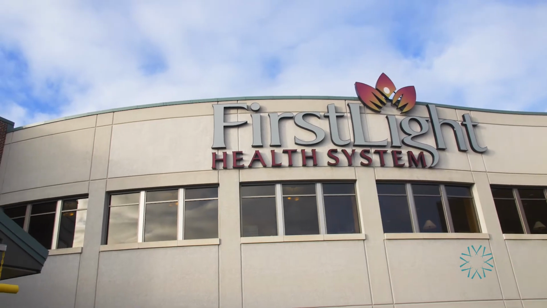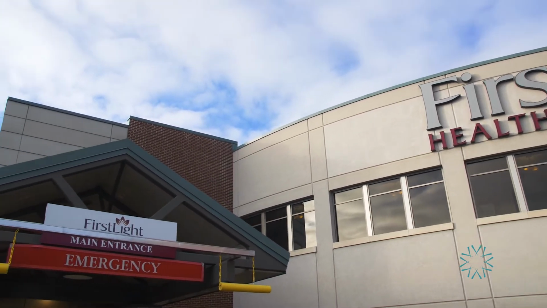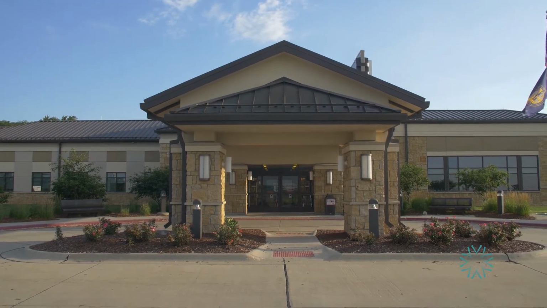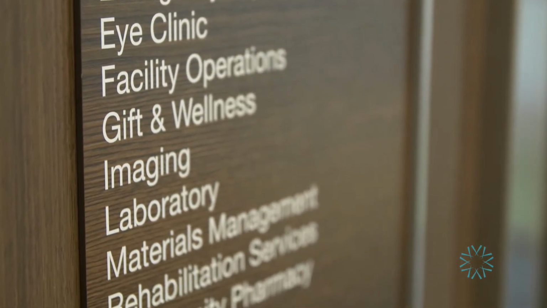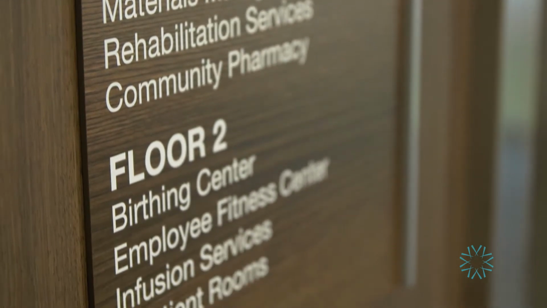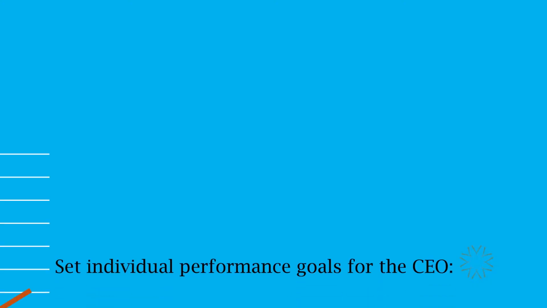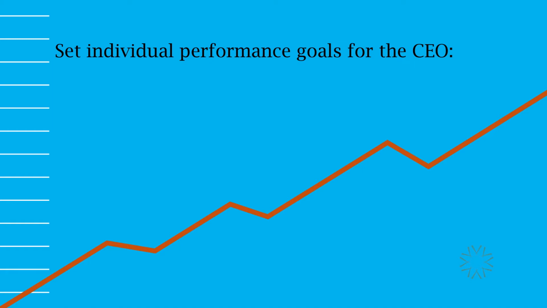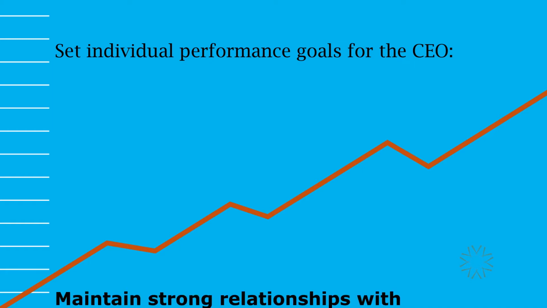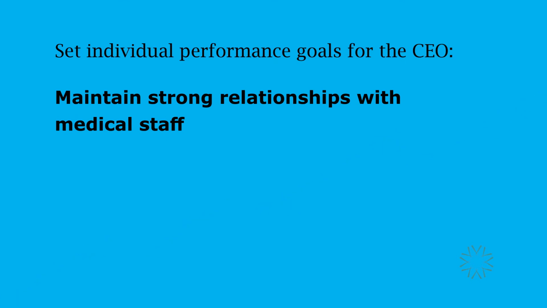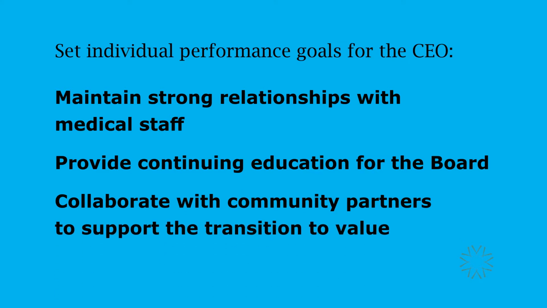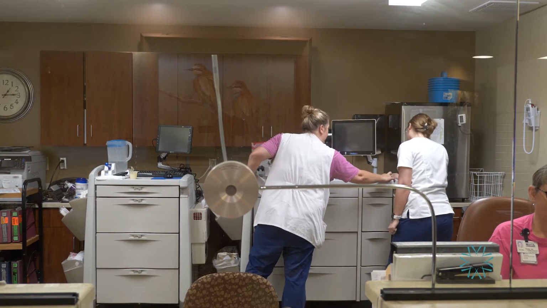In the relationship between a board and its CEO, strategic planning serves as the foundation for expected outcomes that the CEO is being asked to achieve. The board sets the vision and identifies strategic goals, and then delegates authority to the CEO to carry out the activities he or she deems necessary to achieve them. Many organizations also set individual performance goals for their chief executive. These often address behaviors that facilitate achievement of the vision or strategic goals, and may include things like maintaining strong relationships with medical staff, providing continuing education for the board, and collaborating with community partners to support the transition to value.